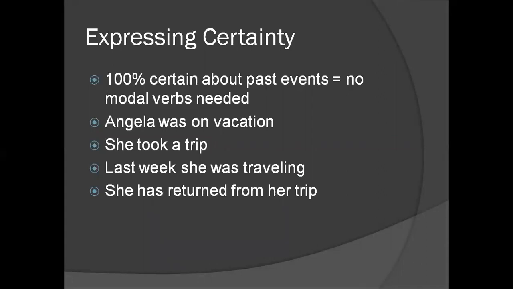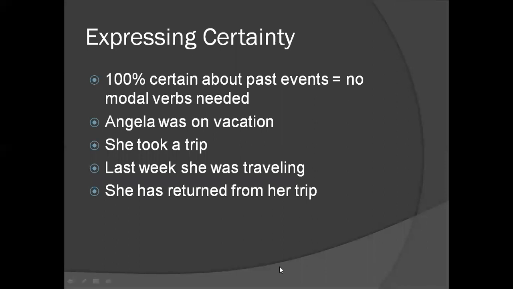If you say she must have been on vacation, then you're not sure. She might have taken a trip. The moment you say might, must, may, it means you're not sure. But when you are 100% sure about certain events in the past, don't use any modal verbs. So here are examples wherein you're talking about past events where you're very sure, 100% certain, then you're not going to use any modal verbs. 100% certain about past events, no modals required.